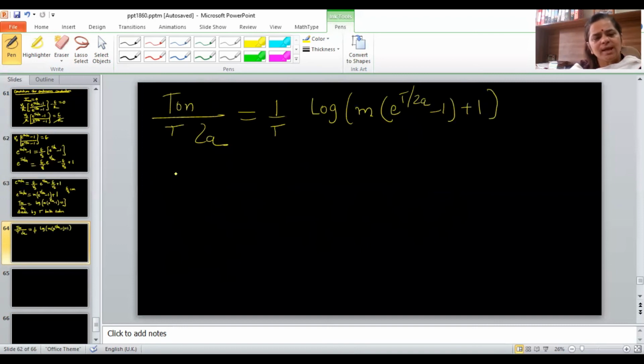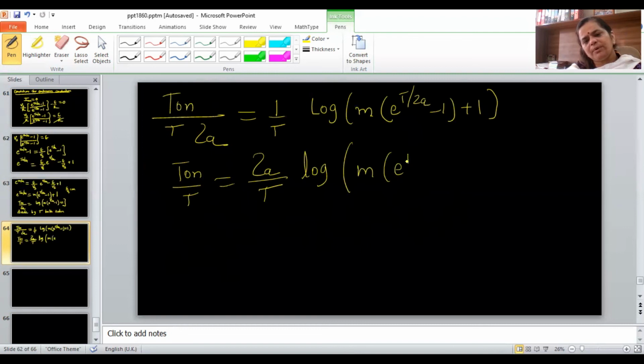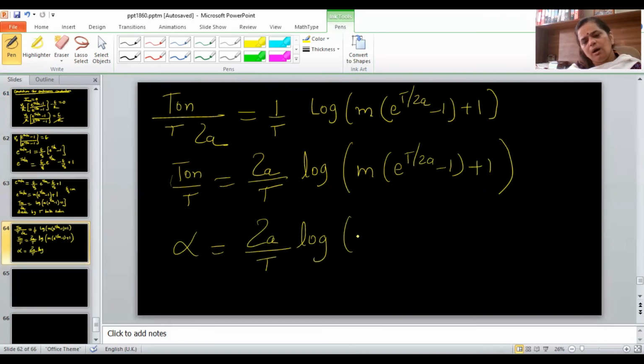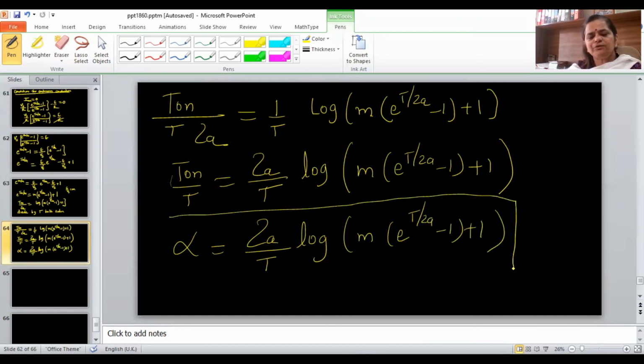So τ I can keep it here. So α T by T, that is equal to τ by T log m e to the power T by τ minus 1 plus 1. And what is this? This is alpha. So alpha is equal to τ by T log m e to the power T by τ minus 1 plus 1. So this is the condition for continuous conduction.